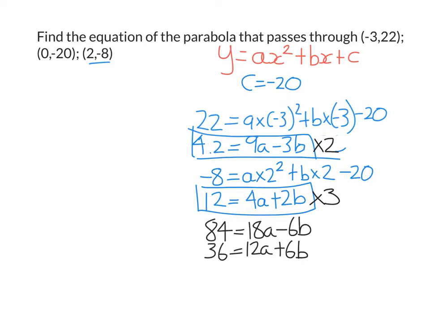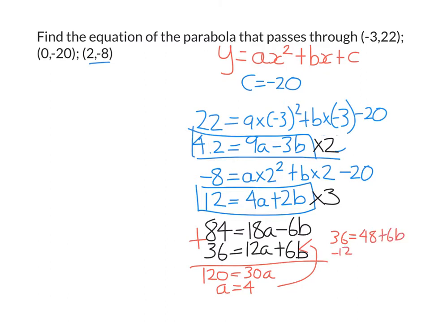So I can eliminate the b's by adding together these 2 equations, because minus 6b plus 6b is 0. So let's add everything in these equations. 84 plus 36, 18a plus 12a, and then minus 6b plus 6b is 0. So I've got 120 equals 30a. a is 120 divided by 30, which is 4. So now I can substitute back into either equation. If I substitute into this bottom one, I get 36 is equal to 12 times a, which is 4, plus 6b. Minus 12 is 6b, and of course, minus 2 is equal to b.